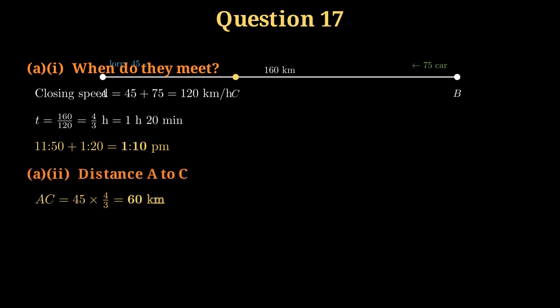Part A. 2. The distance A to C is how far the lorry travelled. 45 times 4/3, which is 60 kilometers.